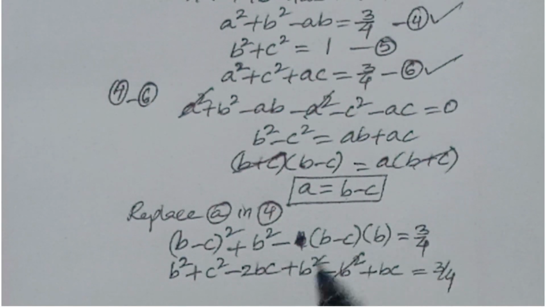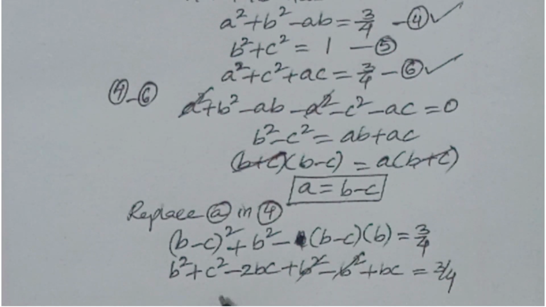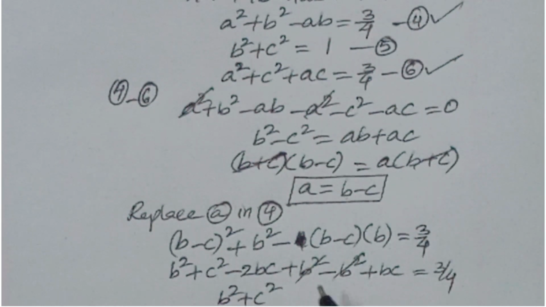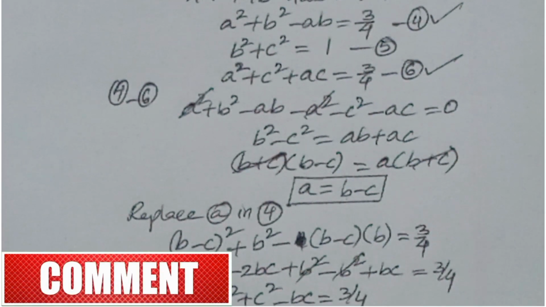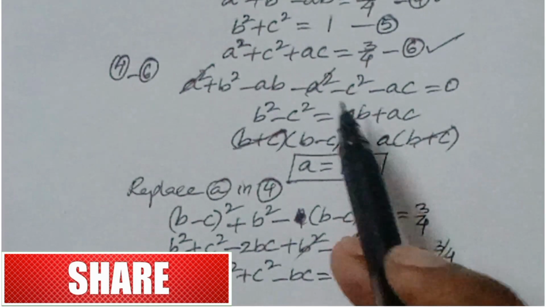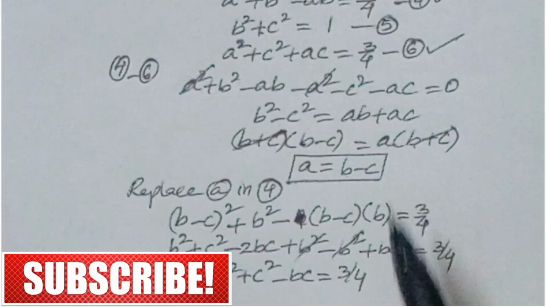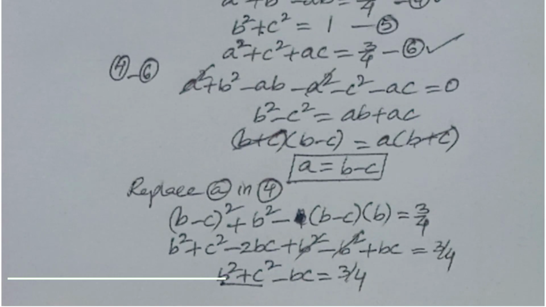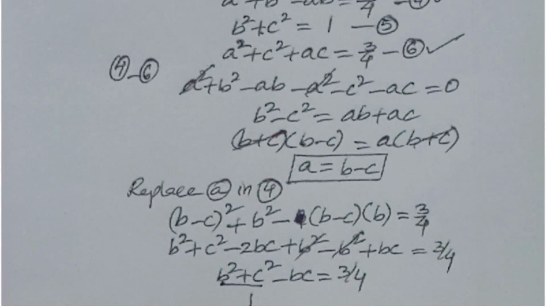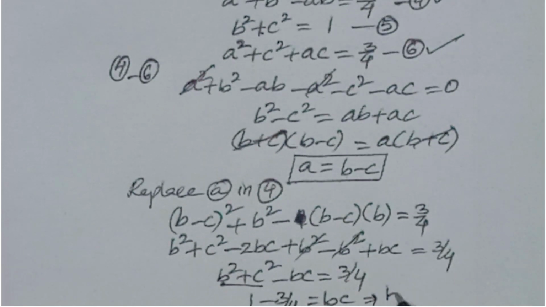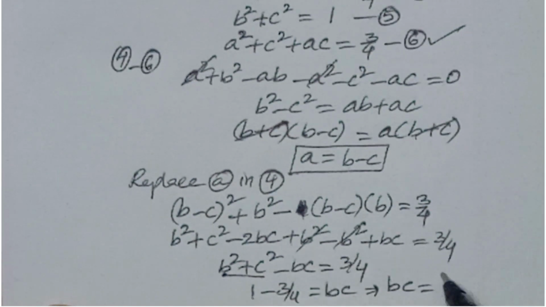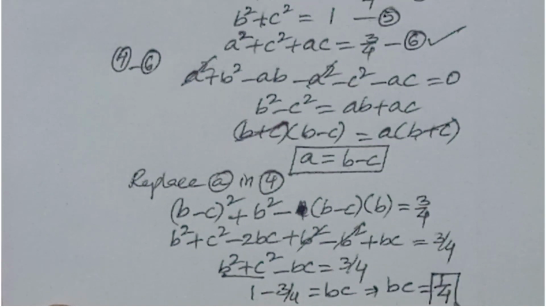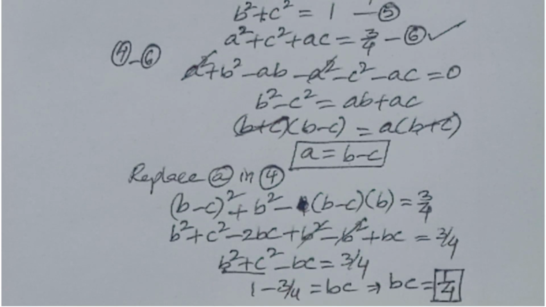So here b square gets cancelled. b square plus c square minus bc is 3 by 4. But here from 5, b square plus c square value is 1. This is 1. So 1 minus 3 by 4 is equal to bc. Now bc is equal to 1 by 4. bc value we got is 1 by 4.